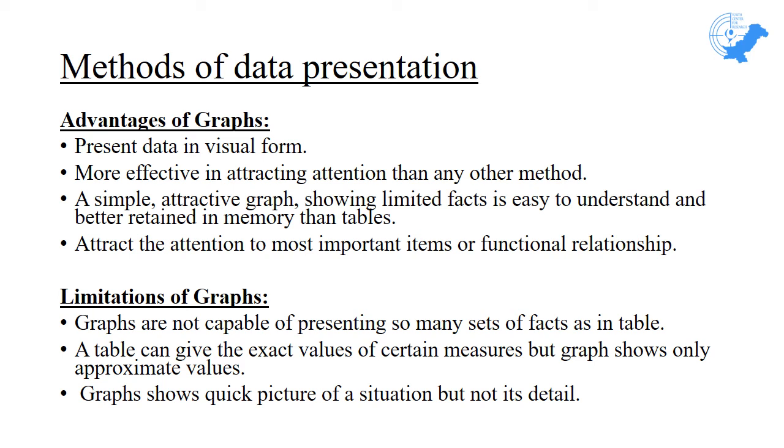Limitations of the graph include: graphs are not capable of presenting as many sets of facts as a table. The table can give the exact value of a certain measure, but the graph shows only the approximate value. A graph shows a quick picture of the situation, but not in detail.